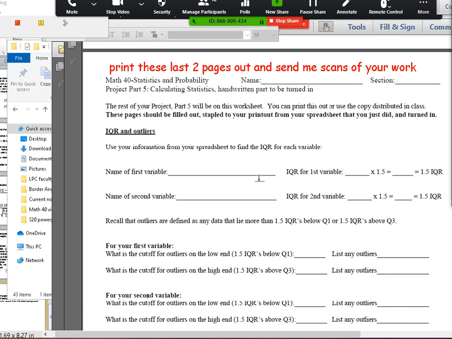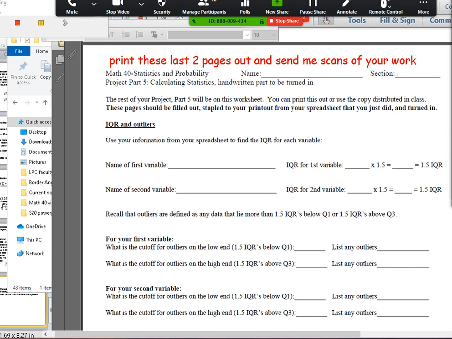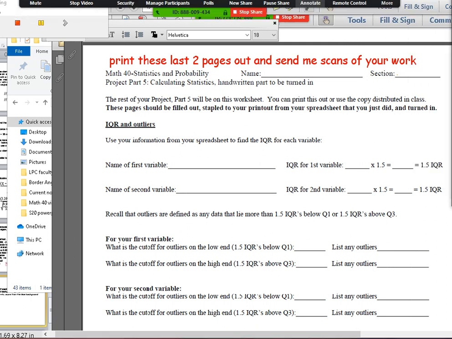So these last 2 pages, let me see if I can find the whole, I don't have it here. Okay, so if you go to the Lab 5, the last 2 pages, pages 5 and 6, look like this. These are the 2 I need printed and filled out.